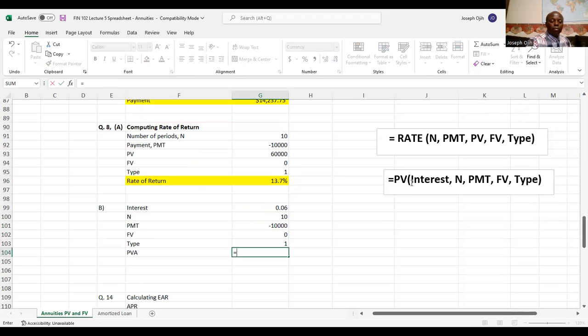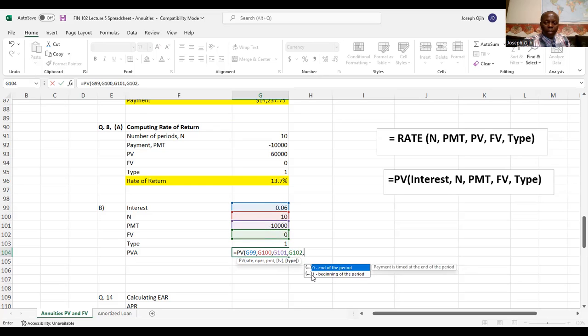Equals PV, opening parenthesis. So rate, you can see the rate here is 6%, comma. Number of periods is 10 years, comma. Payment is $10,000, comma. There's no future value, so you put 0 there. And then type. But remember, the payment is made at the beginning of the period, so you're going to use 1. So see 1 here and close it.